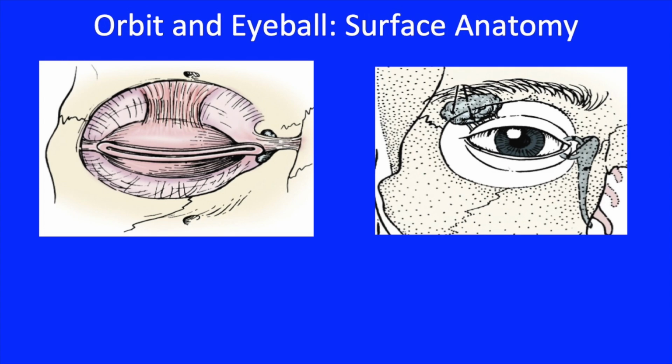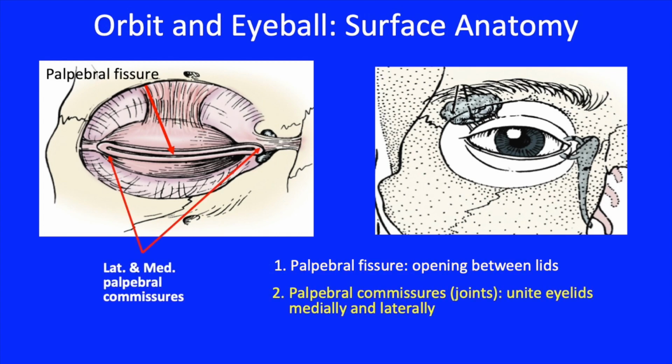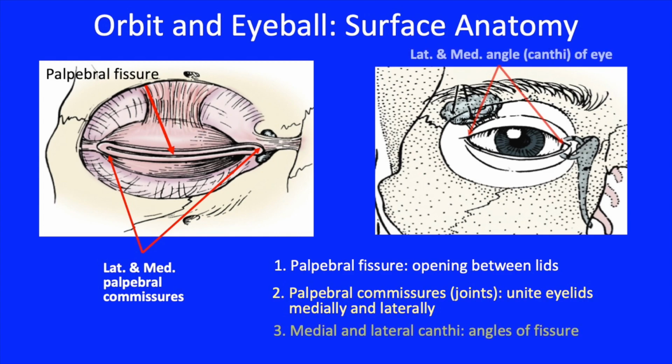With respect to the surface anatomy of the eye, we need to spend a little bit of time presenting definitions, and here they are. The opening between the upper and lower eyelids is known as the palpebral fissure. Where the upper and lower eyelids meet medially and laterally to form joints are known as the lateral and medial palpebral commissures. And the commissures, by coming together, form angles. These angles are known as canthi, plural of canthus, ancient Greek for corner of the eye.